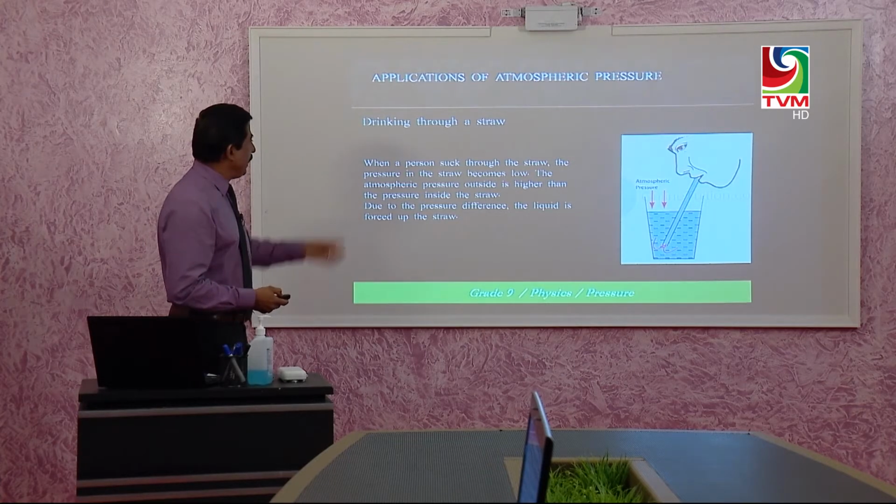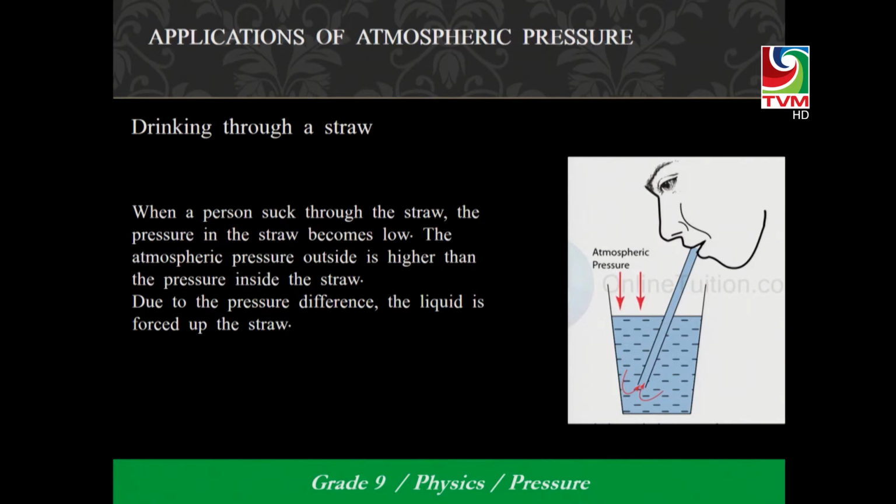One is drinking through a straw. When a person sucks through the straw, the pressure in the straw becomes low. So, what will happen? The pressure inside the straw decreases. The outside pressure, the atmospheric pressure, is higher than the pressure inside the straw. Due to the pressure difference, the liquid is forced up the straw.